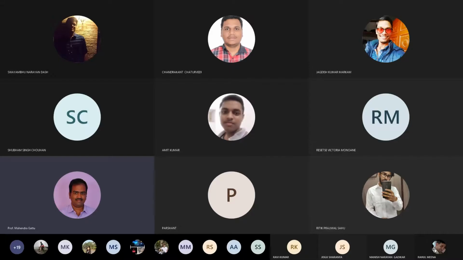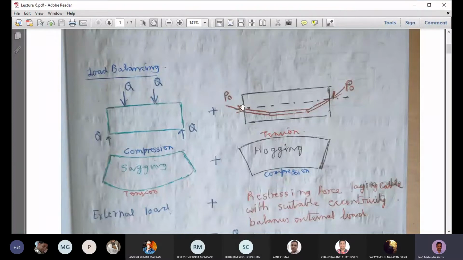So last class we were discussing the pressure line diagram: how to draw it and how to calculate the stress at any given cross section using the resultant force acting at the pressure point. I told you that one application was to find the stress profile, and another application is load balancing. So today's class will discuss the load balancing concept through the usage of the pressure line diagram.